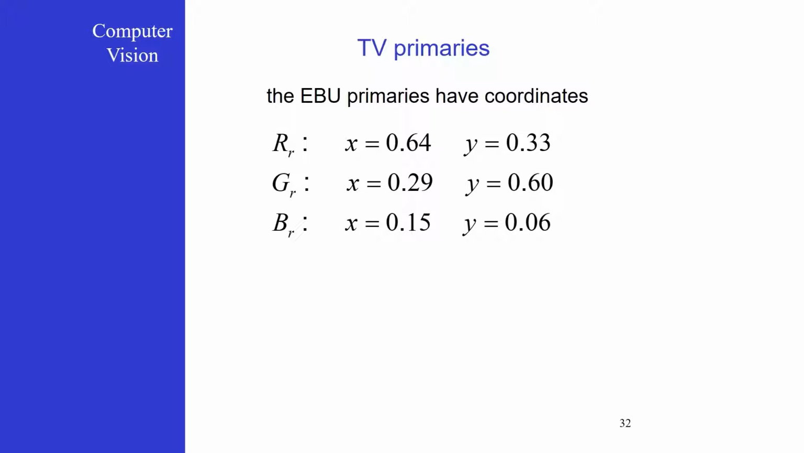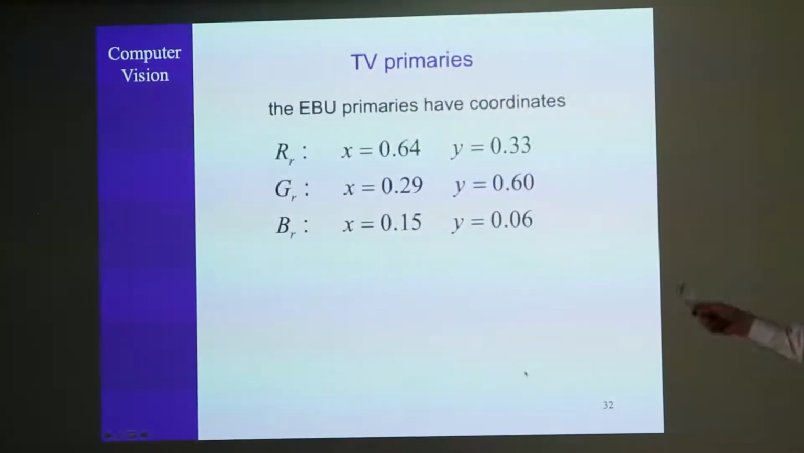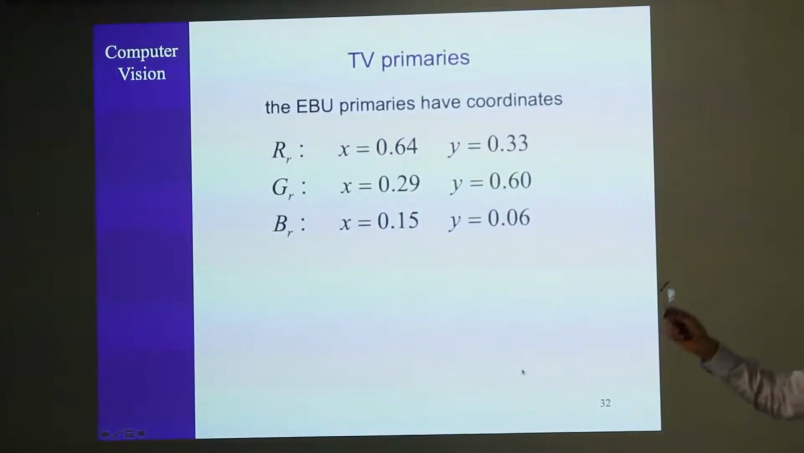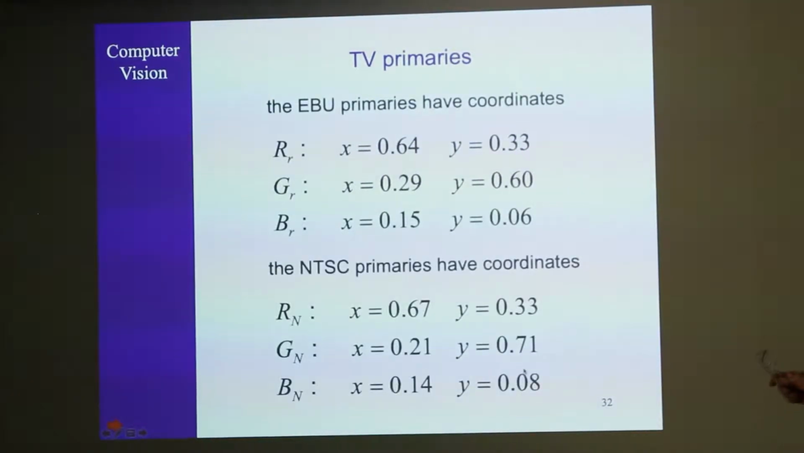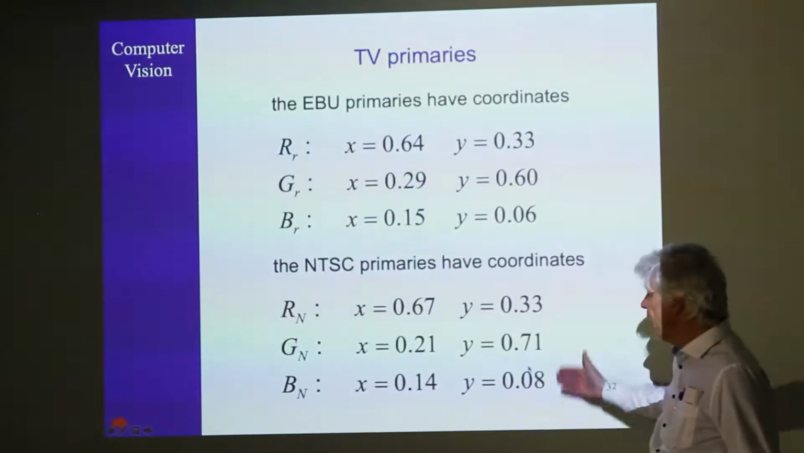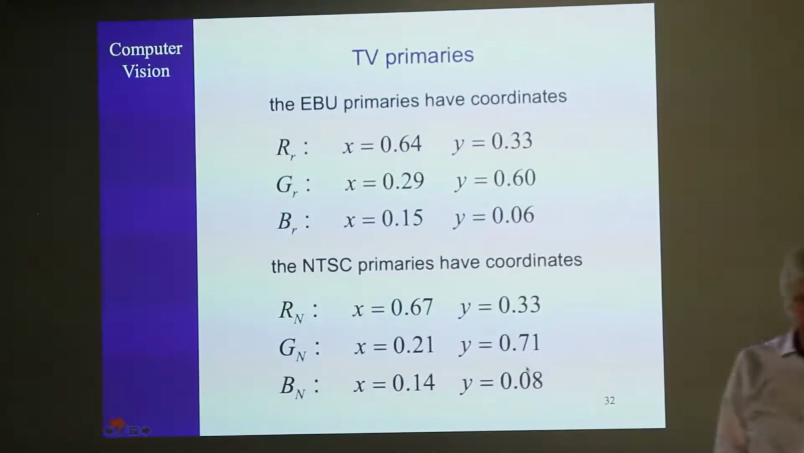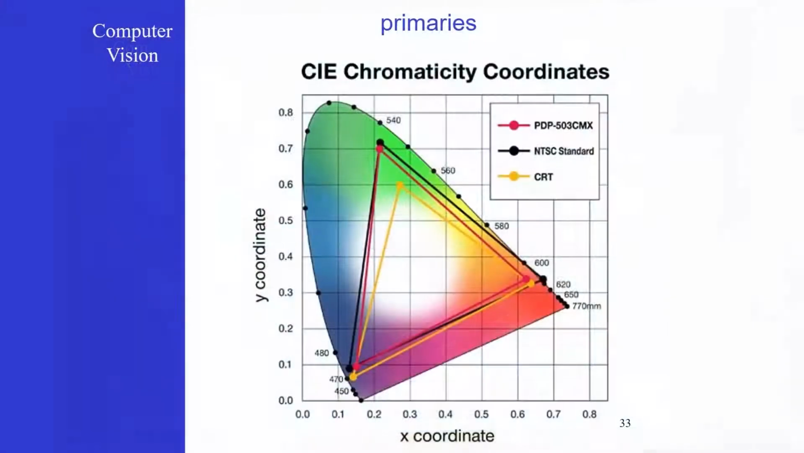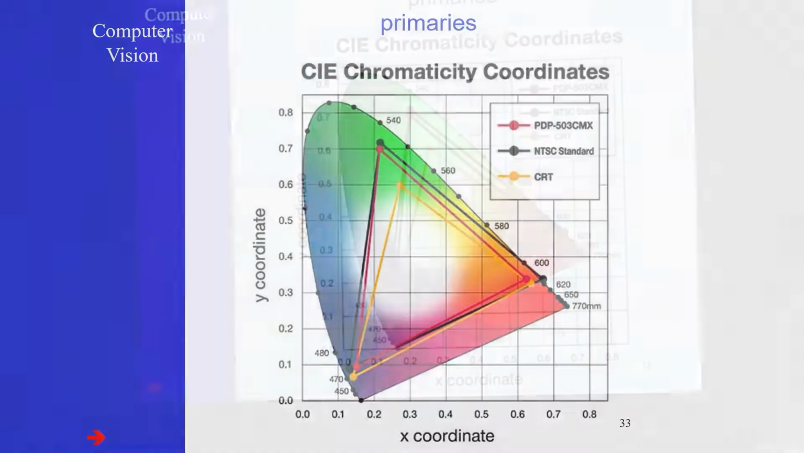So for the European television system EBU, these would be the places where the different primaries are found, the CIE primaries, the EBU primaries. And the same for NTSC, the American television system has different primaries, and they have these coordinates in this lowercase x and y color space. In summary, here you see, in fact, the 2 choices. NTSC we have, EBU we don't have here, but anyway, it's pretty similar.